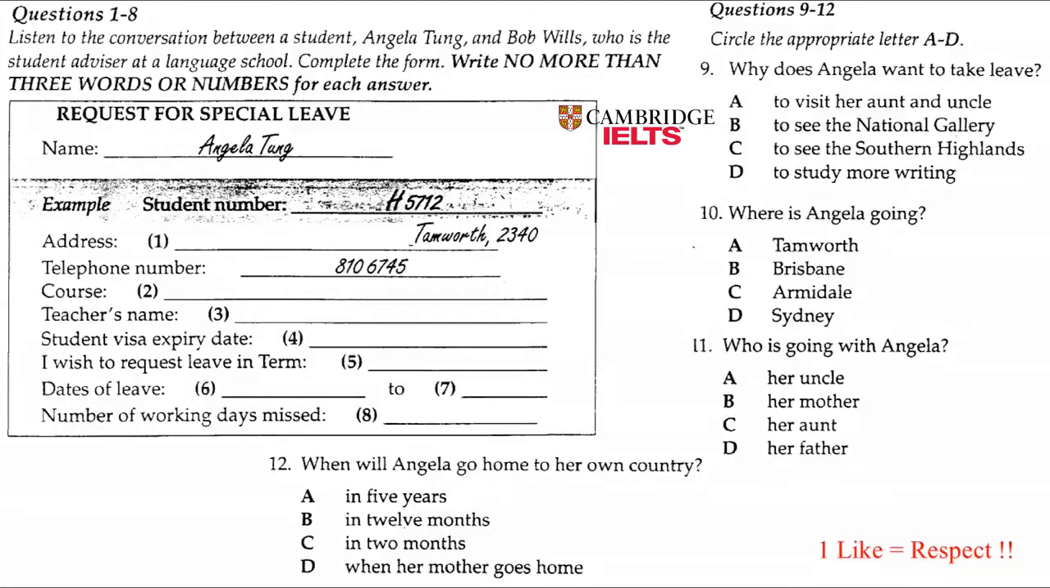The telephone number's 8106745. Thanks. What course are you doing? I'm in the writing class. Writing. Who's your teacher this term? Mrs. Green. She spells her name like the colour. Thanks. When does your student visa expire? Let me look. July 15.